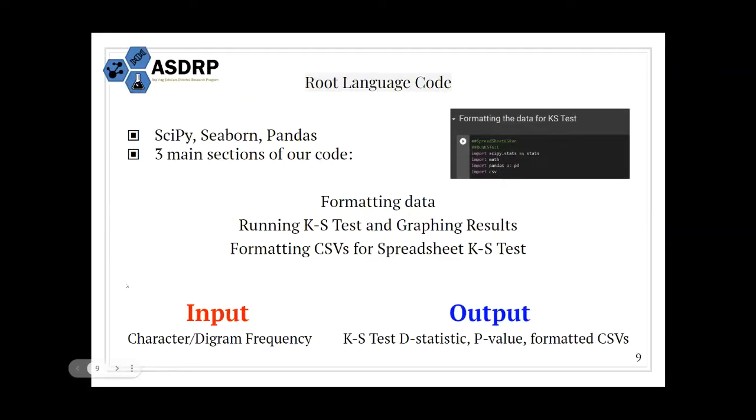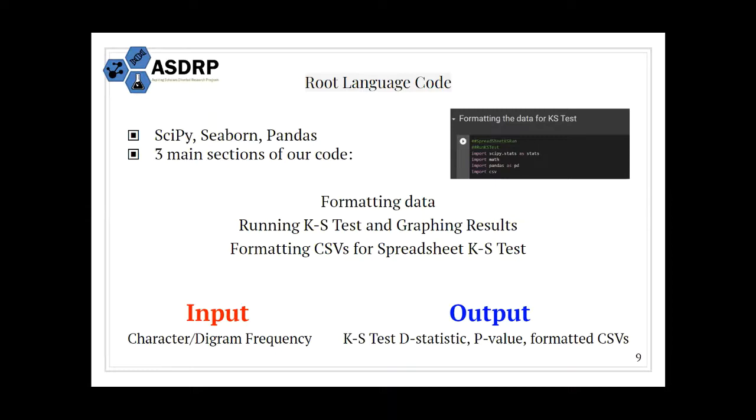So now I'll talk about our root language code. When we conducted the KS test, we had two methods of doing it. The first one is manually through Google Spreadsheets, and the other one is using Python. For our Python code, we mainly use three libraries: SciPy, Seaborn, and Pandas. SciPy was used to conduct our KS test function. Seaborn was used to graph our data and our results, and Pandas was used to read our CSVs. I'll explain more about that later.